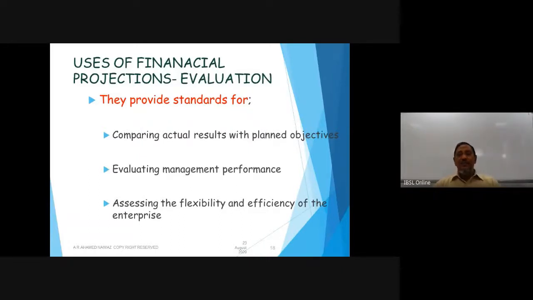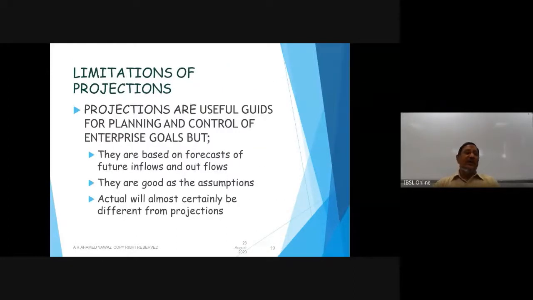Evaluating management performance. It's an instrument to evaluate how well the management is working. If the projected financials are met by the customer, that indicates the quality of the management. Assessing the flexibility and efficiency of the enterprise: to what extent quick changes can be made in the business without any difficulty. This is very standard.